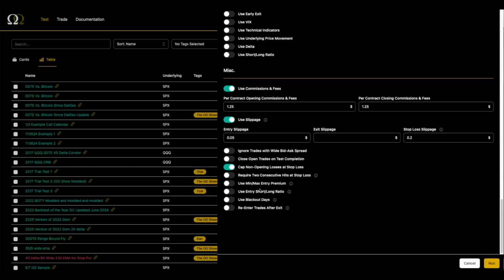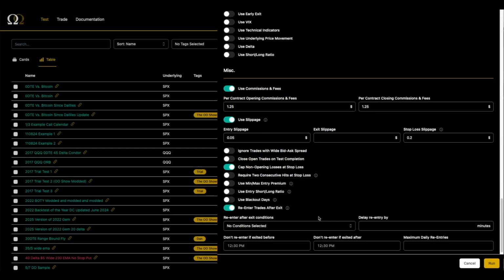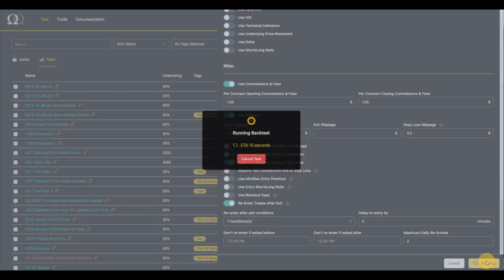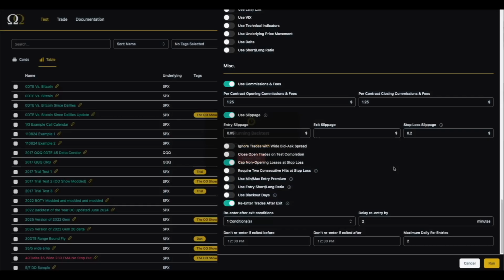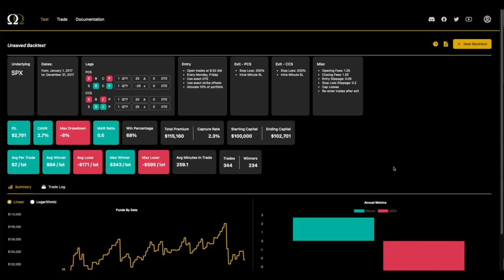I'm going to do a re-entry in here. So I'm just going to re-enter the trades after exit. We're not showing every single feature in the backtester, but I am going to re-enter the trades after they get stopped. And I'm going to delay it 2 minutes, and we'll just do it 2 times. So that is an additional thing that the backtester can do. I'm just showing you what a typical setup would be for a 0 DTE IMSL driven iron condor, which is a very popular backtest. And here we go.